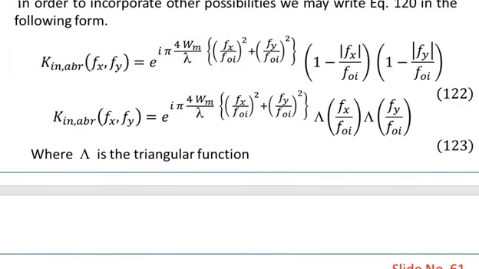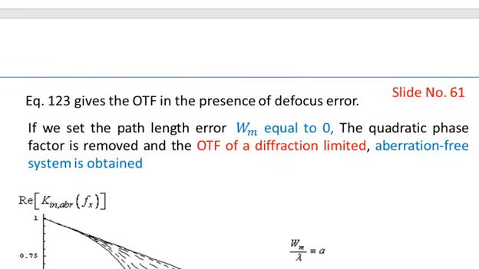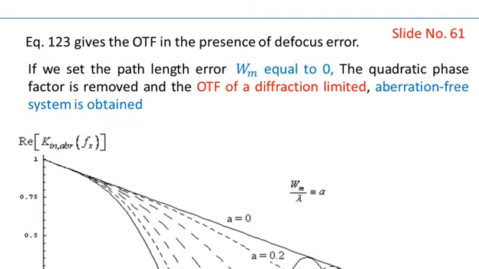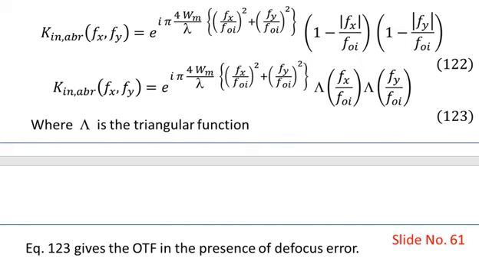So now we want to plot this function, and we want to plot the real part of this function. For the real part, this exponential factor will be removed, and only the two triangular functions will be obtained. And now we are going to plot these two obtained functions. You can see the plots. But here Wm over lambda is the defocus factor which we are going to introduce, which we are going to set equal to A, and we are changing the value of A for these plots. So Wm over lambda will be changed for these.